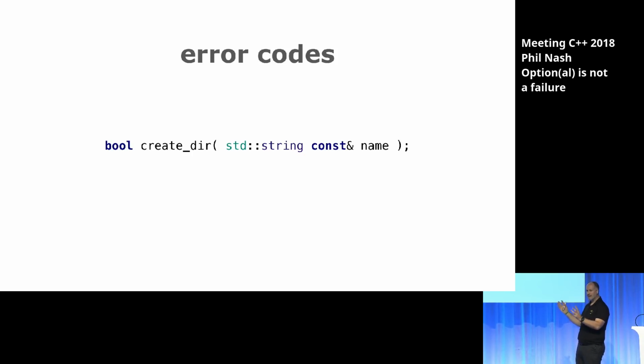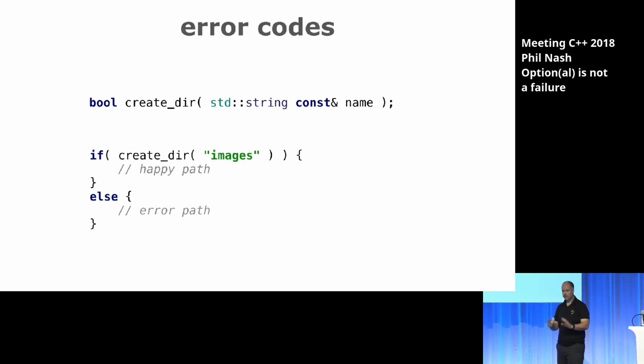A classic C-based error handling strategy. We're using C++ types. So we've got a sys string for the directory name, and it returns a Boolean. Usage is unsurprising. We just call it with a string, put it in an if statement. The if part is the happy path. The else is the error path. So nothing surprising about that. So it's easy to think about.